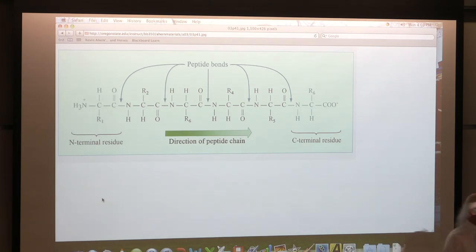Okay? Now, yes? So the direction for a chain is always going to be from amine to carboxyl? It's a good question. Generally, I like you to specify that, but the convention is that we make them from left to right as amine to carboxyl. Yes? Okay?